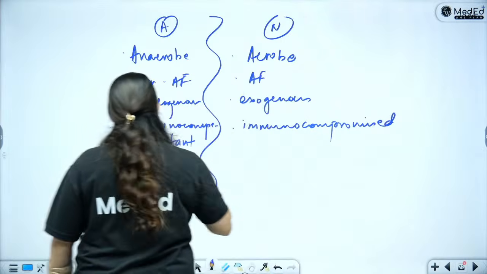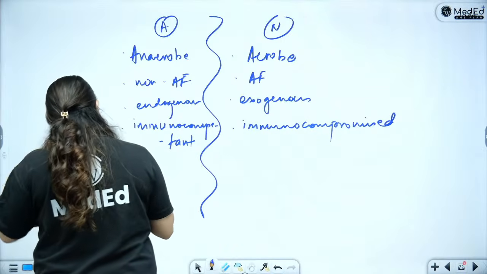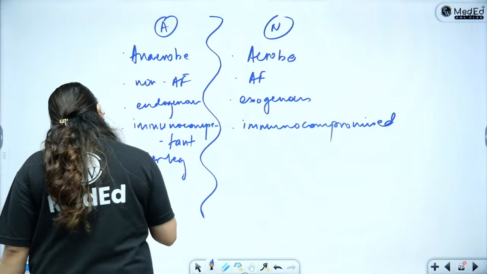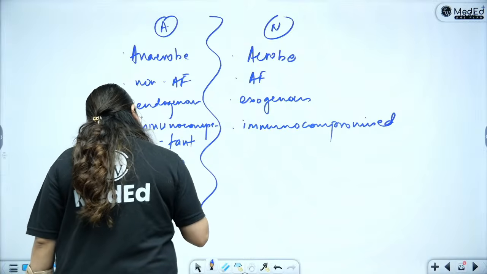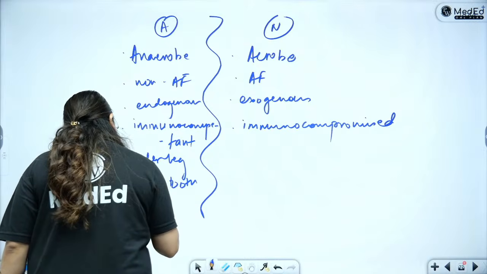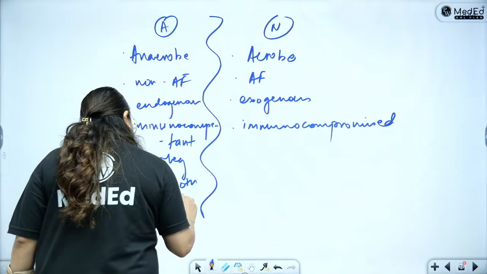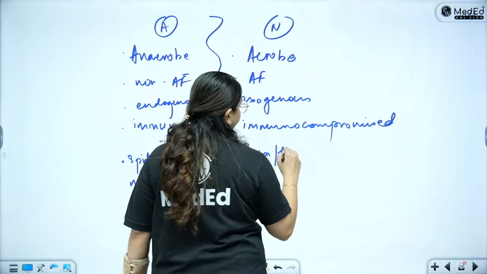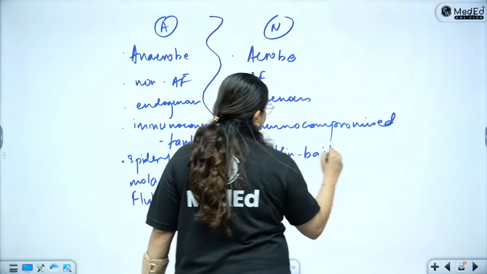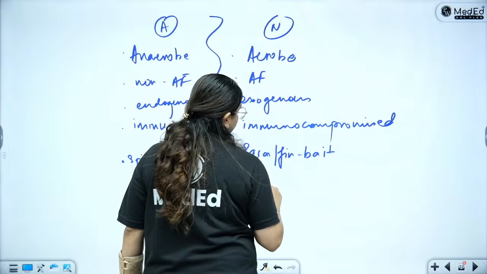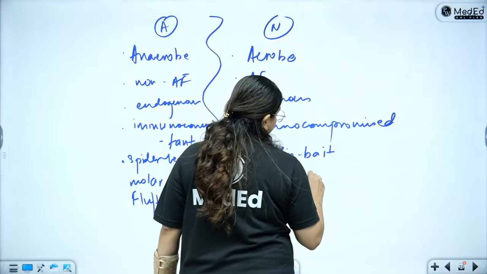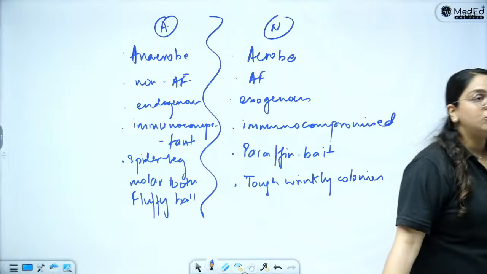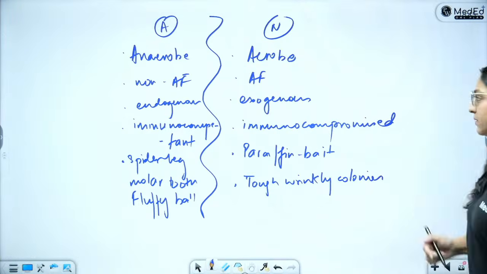Then this is spider leg, molar tooth, and fluffy ball. This here is paraffin bait and your tough, wrinkly colonies. These are the major differences between the two, and I hope that you can write them nicely.